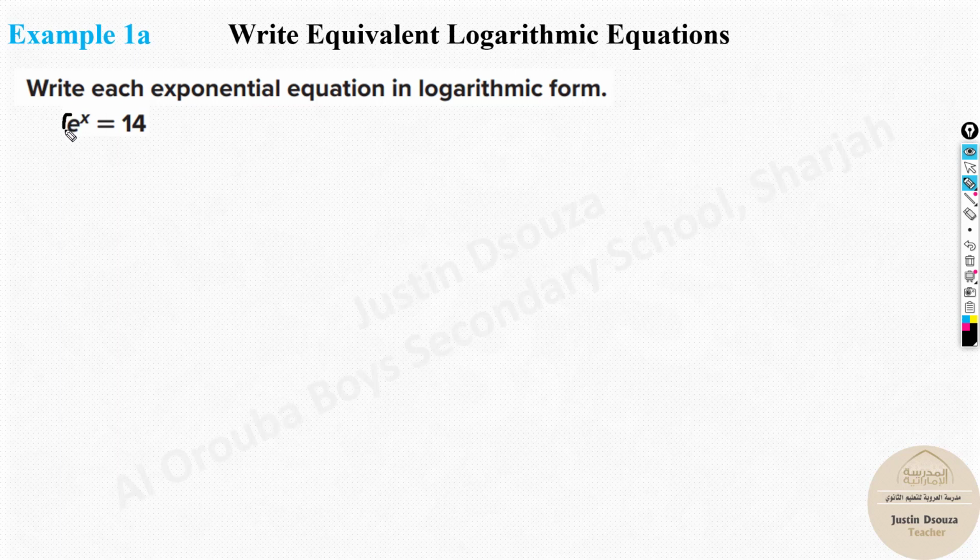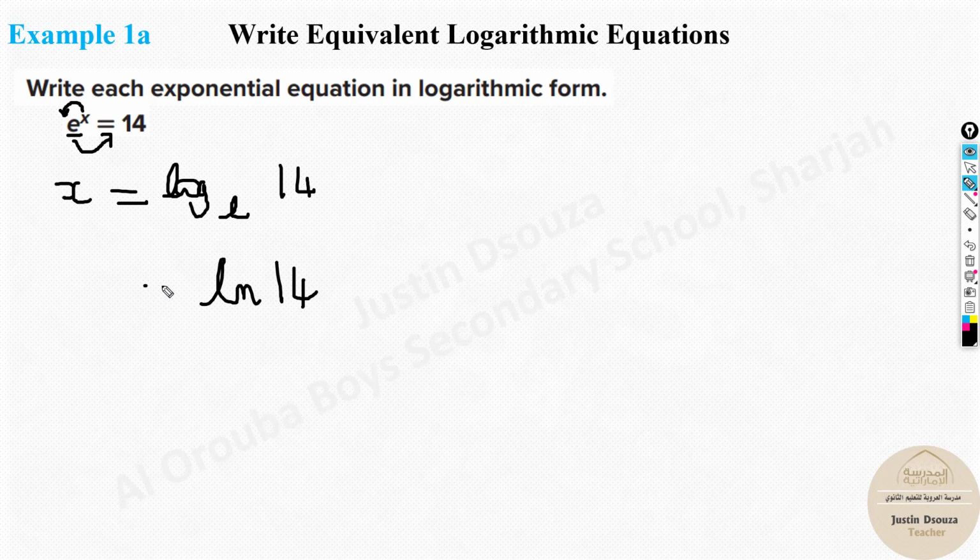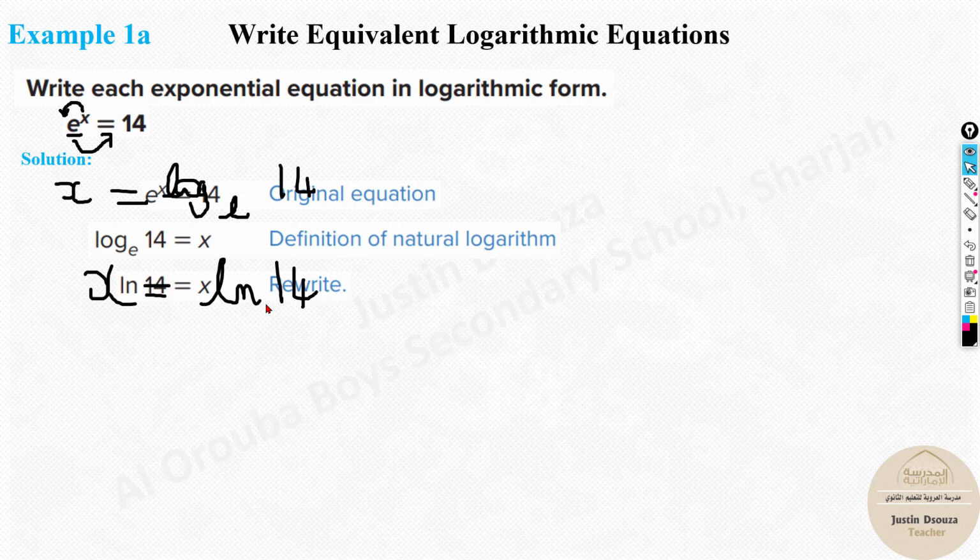Here you can see e is the base of the exponential function. Whenever you have a base of an exponential function, when you move to the other side, that becomes the base of the logarithm. Whatever power comes down and this gets pushed to the other side. x equals, e goes and becomes the base of log, and we have 14. Now instead of log base e, we write natural logarithm ln 14, and that is equal to x. So that is the answer. You can write ln 14 equals x or x equals ln 14.